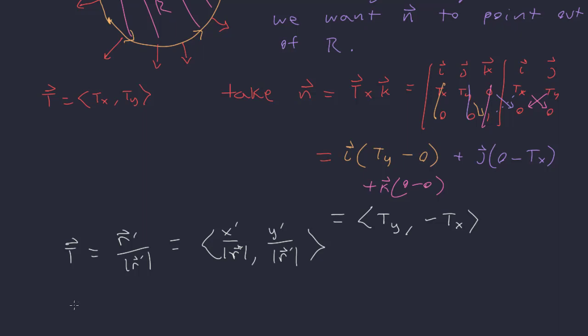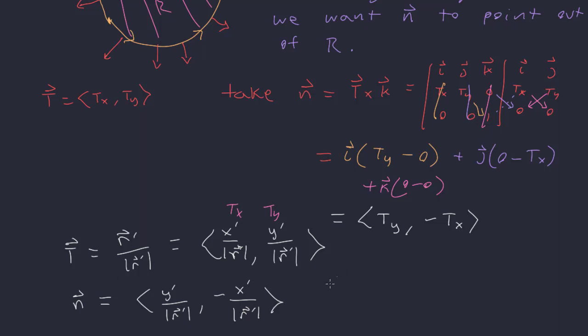Okay, so that means n is going to be, well, we're going to swap this around. This is our t sub y, this is our t sub x, so we swap. We're going to get the vector y prime over the magnitude of r prime, comma negative x prime over the magnitude of r prime.